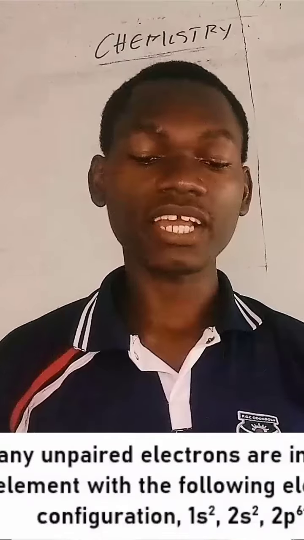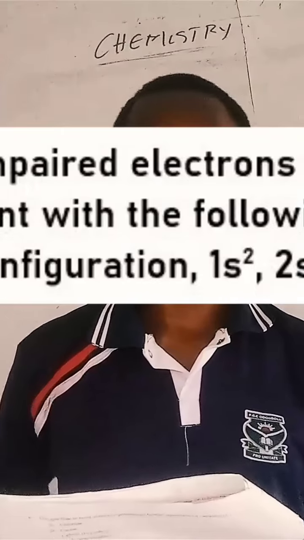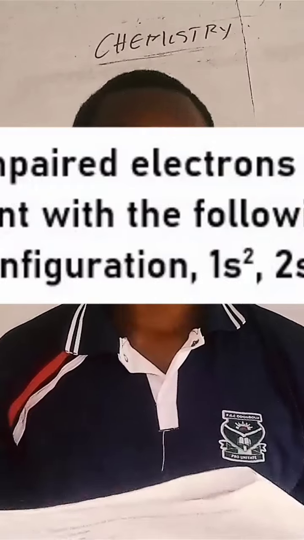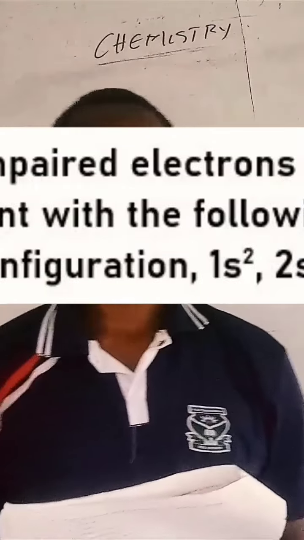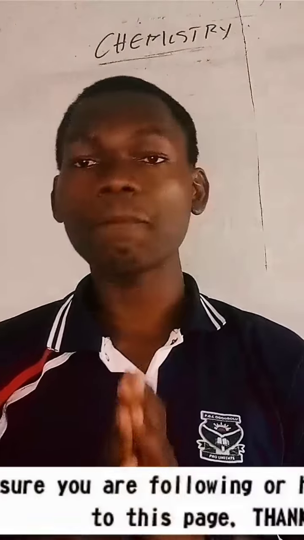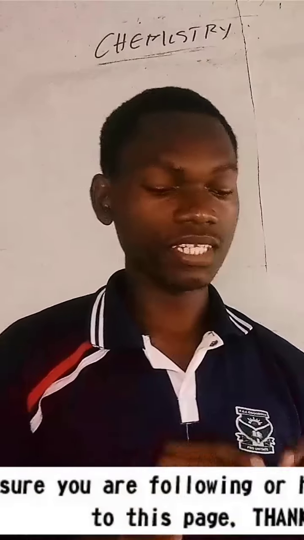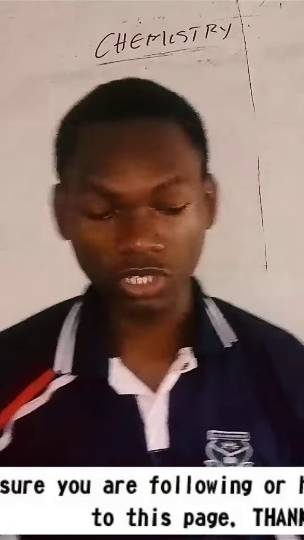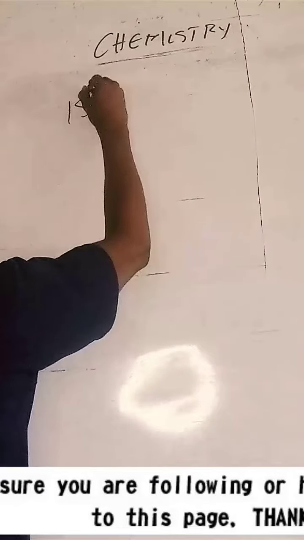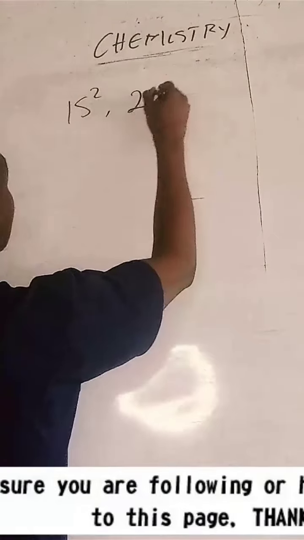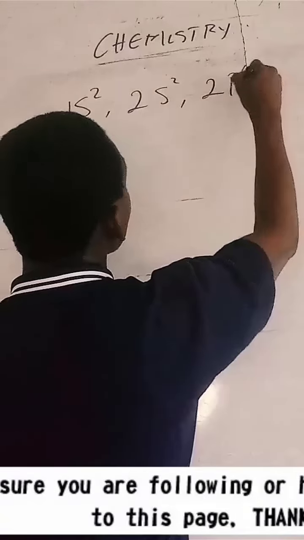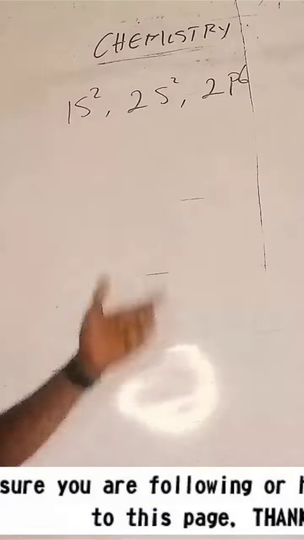How many unpaired electrons are in an atom of an element with the following electronic configuration: 1s2, 2s2, and 2p6? Alright, we are asked to identify how many unpaired electrons are in this element that has the electronic configuration of 1s2, 2s2, and 2p6. How many unpaired electrons are here?